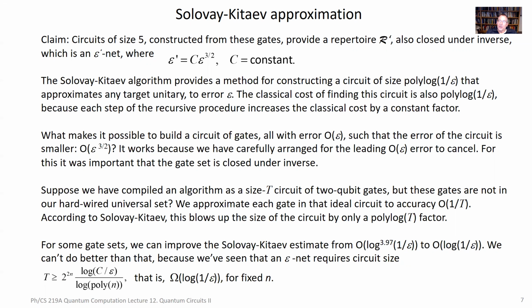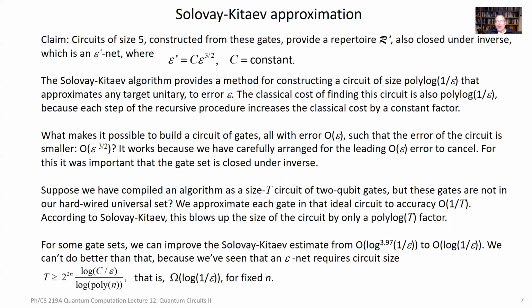Now we have a method for constructing a circuit whose size is only a power of a logarithm of 1 over epsilon that approximates any target unitary to the error epsilon. Now, I didn't talk about the classical cost of finding this circuit. I only talked about the size of the quantum circuit. At least I didn't talk about it explicitly, but it was kind of implicit that it's not too hard, because the classical procedure is a recursive procedure. And each time, essentially, we do the same thing every time.